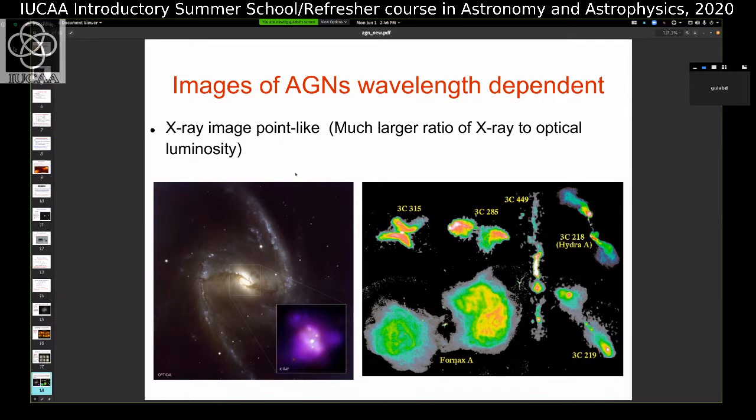AGNs are not always point-like at all wavelengths. In the optical and ultraviolet range they are point-like, and even in X-rays they are point-like sources. But in radio, as I already mentioned, the huge lobe and jet structures are not point-like, they are extended emission. So the peculiar morphology in the radio is, again, a signature of active galactic nuclei.